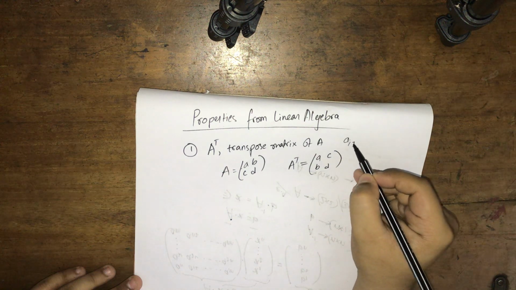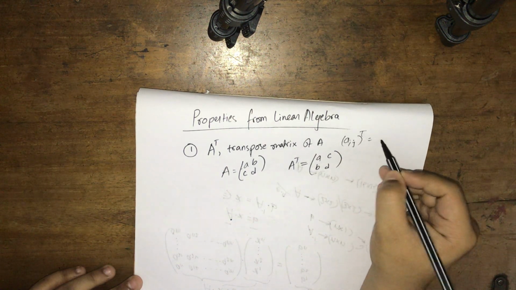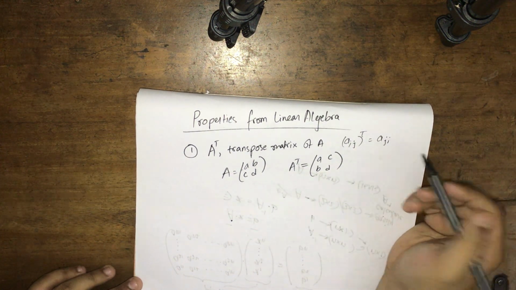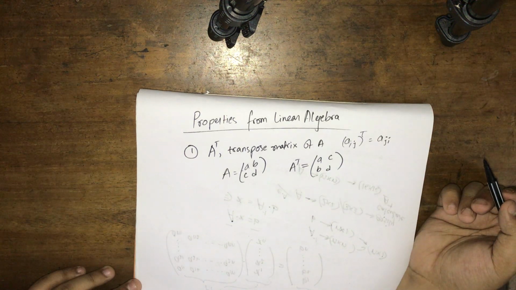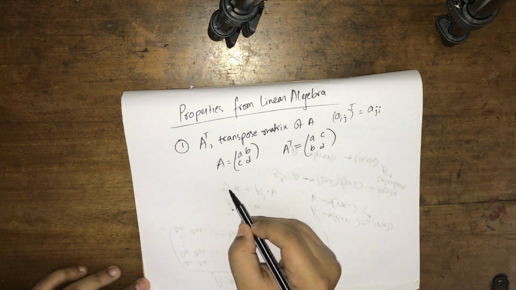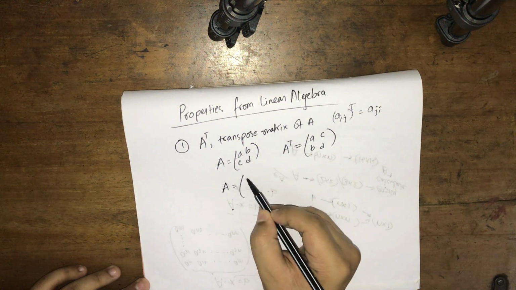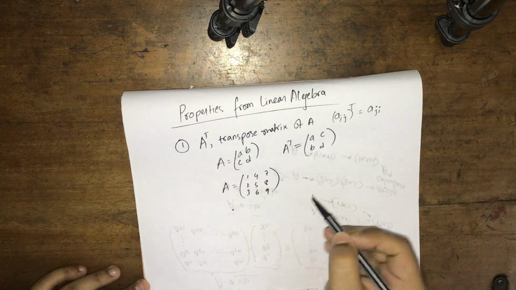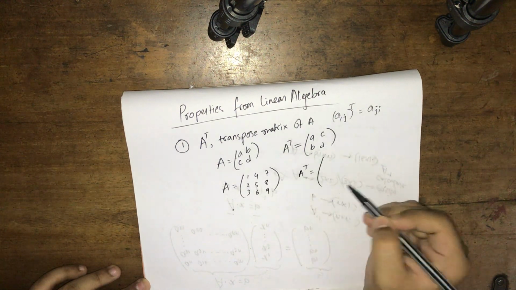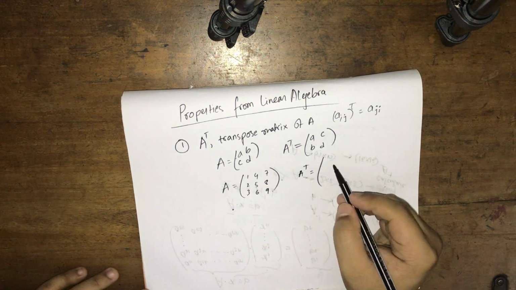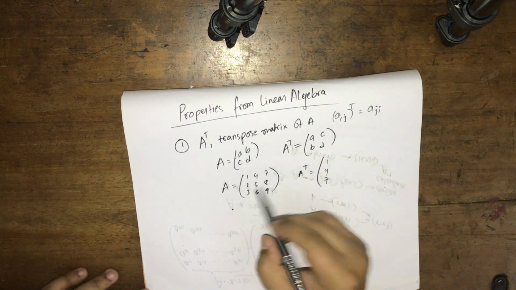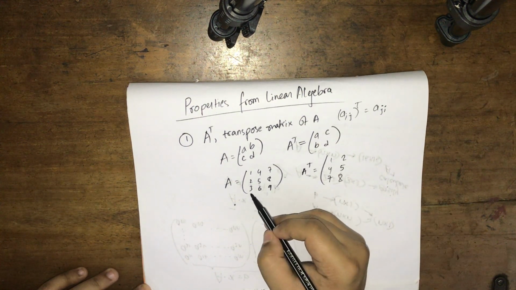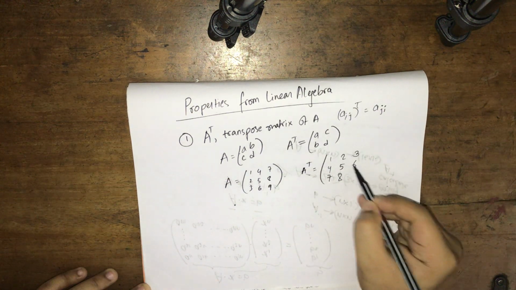Basically, for A_ij, if we transpose it, the rows and columns just interchange. Alright, let me give you a small example. If A was something like 1, 2, 3, 4, 5, 6, 7, 8, 9, then the transpose would look like this. The first row is 147, so the first column will be 147. The second row is 258, so the second column will be 258. The third row is 369, so the third column will be 369.